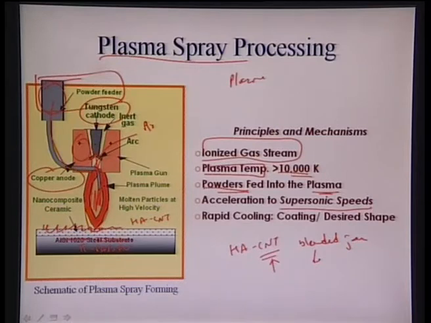So that is the overall deal: the plasma is an ionized gas through which we feed the powders in the plasma plume, and they are accelerated to supersonic speeds. It is more like playing with water balloons. We take a water balloon and impact it onto a surface. So there is a kind of layer by layer deposition which occurs via this processing.